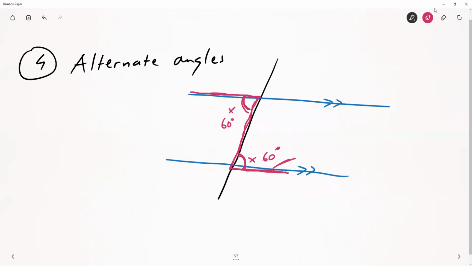In our Bahasa Indonesia, it's called dalam berseberangan.